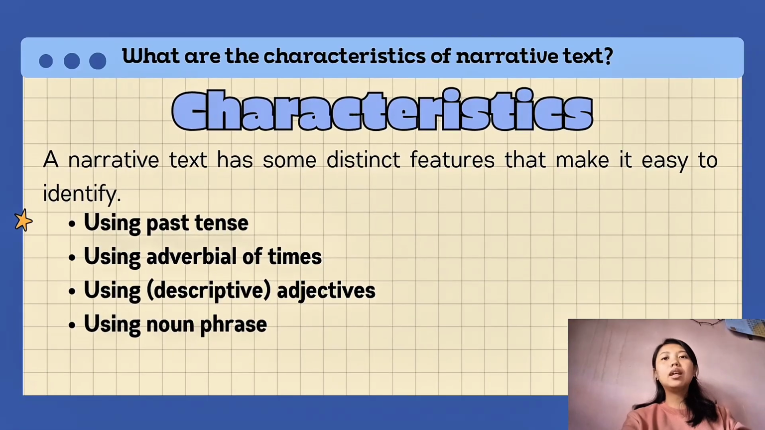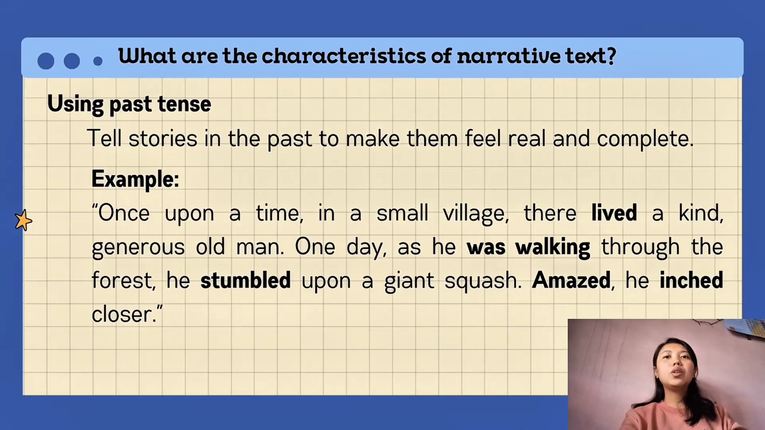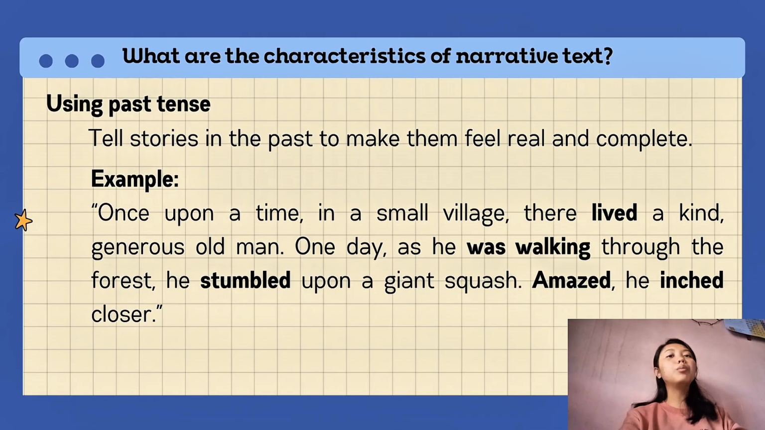And the next one is about characteristics. Narrative text has four characteristics. The first one, using past tense. Narrative texts are typically written in the past tense because they talk about events that already happened. This is to give the story a clear sense of time and progression. In the example, you can spot past tense verbs like lived, was walking, stumbled, and amazed. These past tense verbs help to place the story in the past and give it a traditional storytelling tone.